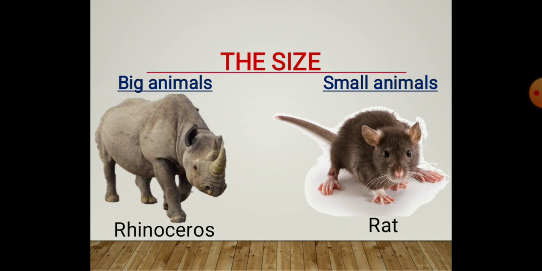First, we are going to talk about the size. We have two sizes. Number 1, big animals, and number 2, small animals. Big animals such as elephant and rhinoceros. And number 2, about the small animals such as rabbit, rat, and lizard.